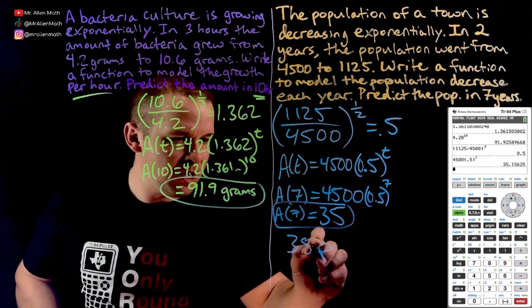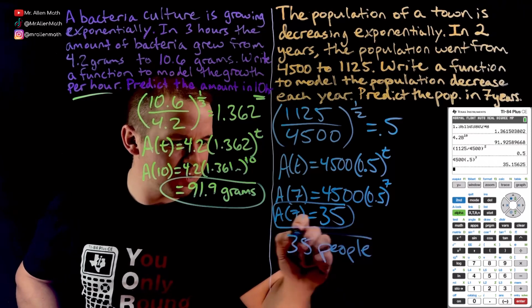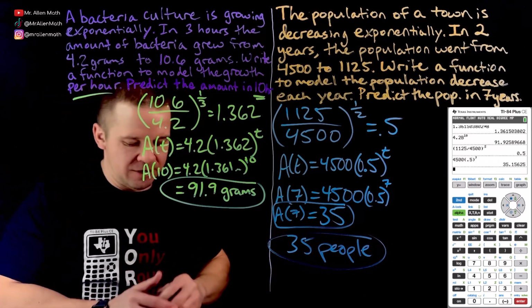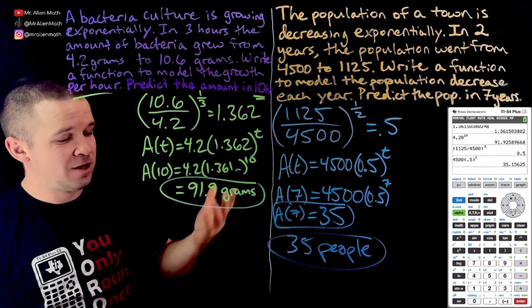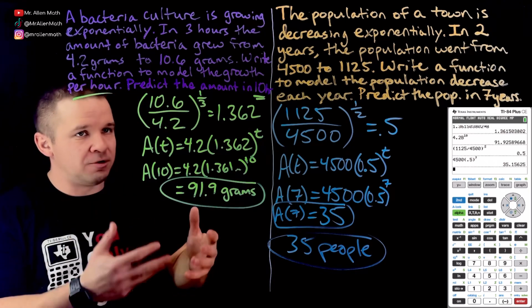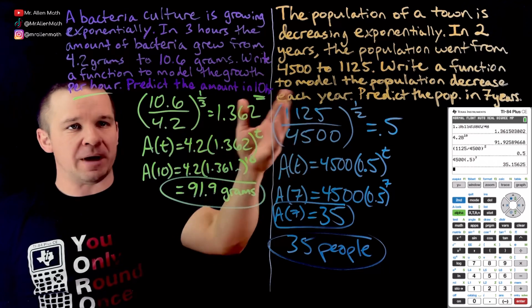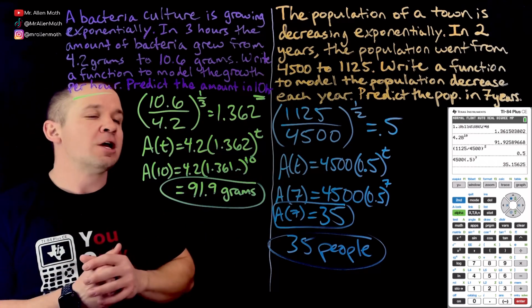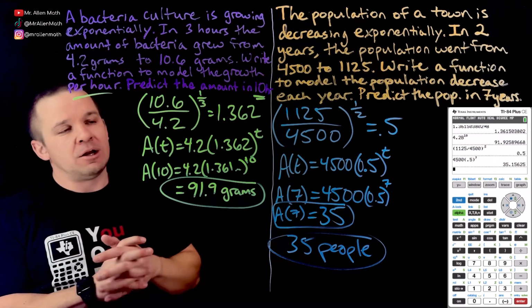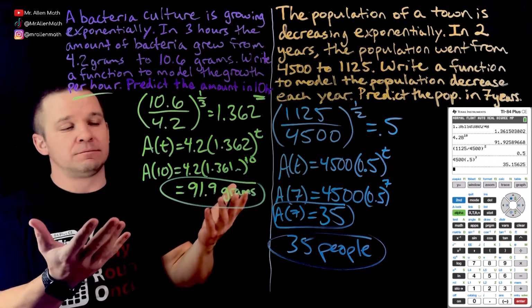So 35 people. That's better. 35 people after 7 years. Nice. Well, there we go. Not so scary if you know what you're doing on these. There are other ways to come up with your base here. That's just one of the ways of doing it that I've seen some people do. I've seen them done other ways, but this way works.